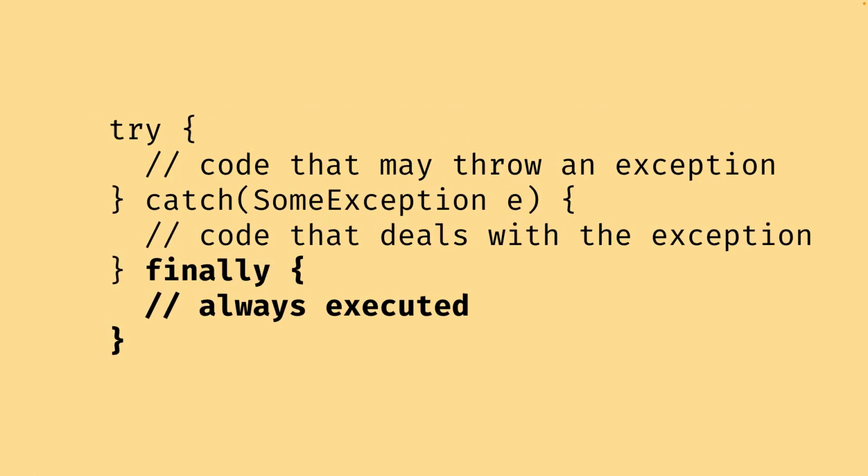We can also add a finally block to our try-catch. This is typically used to clean up any resources. The finally block is always executed, whether or not an exception was thrown. So, for example, if we needed to close the file reader, we can do this in the finally block in IntelliJ.